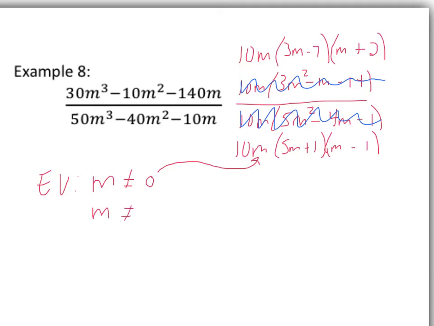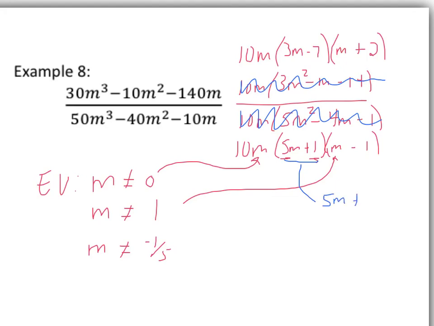M cannot be 1, and that would take care of this one. And on the last one, the answer would be the opposite of this term divided by what's in front of the first part of that binomial, which is 5.